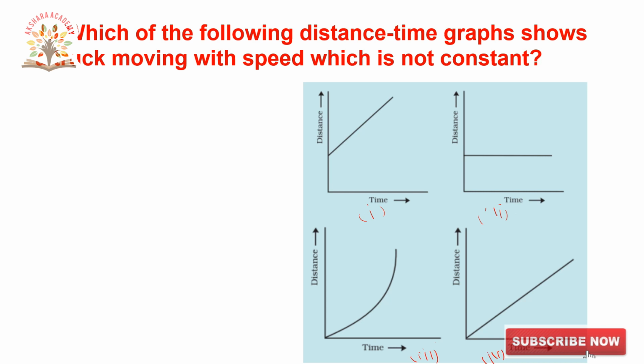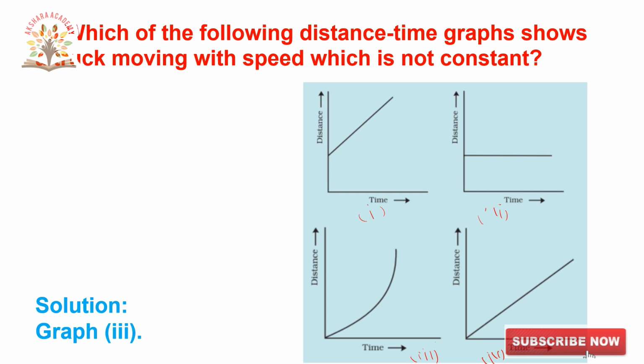See here, in this first graph it is the same constant speed, and the second also constant, and the fourth one also constant speed. So which one is moving with a not constant speed? That is nothing but non-uniform speed. Now let us go to the solution. See here, graph 3. In this graph only, speed is not constant.